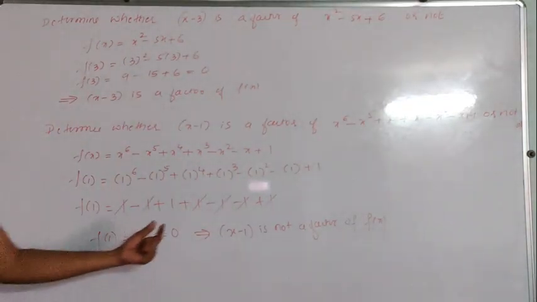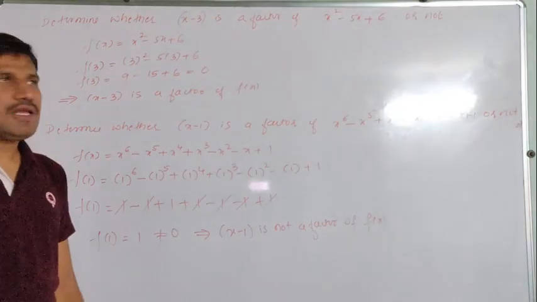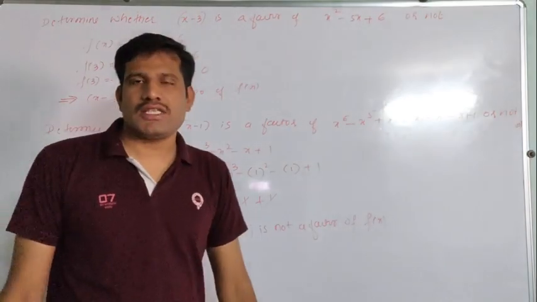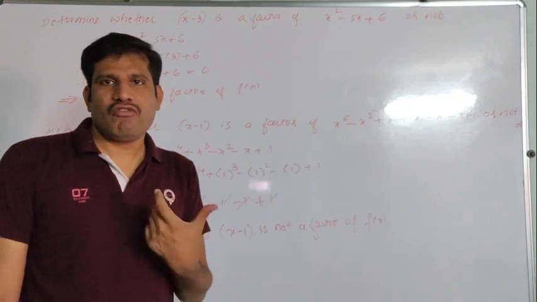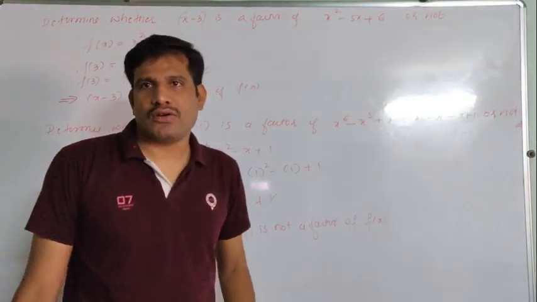Is it clear, sir? x minus 1 is not a factor of f(x). So how do we check whether x minus a is a factor of f(x)? Put f(a), and if f(a) is equal to 0, then we can say that x minus a is a factor of that polynomial.